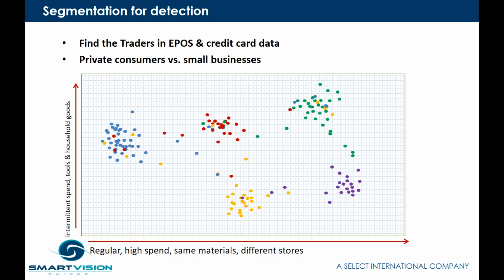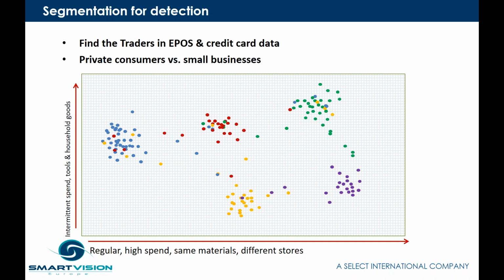After a while, the cluster analysis shows that you've got roughly two dimensions. You've got people who are coming into the stores very regularly, spending a lot of money, usually using the same sorts of materials, so they're always buying paint, or wood, or plumbing supplies, and they're going to different stores. If that's the case, the chances are they're a small business as opposed to an individual private consumer, because they're buying the same materials over and over again. Whereas people who are spending intermittently, buying household goods and tools, fairly sporadically, are much more likely to be consumers as opposed to small businesses.